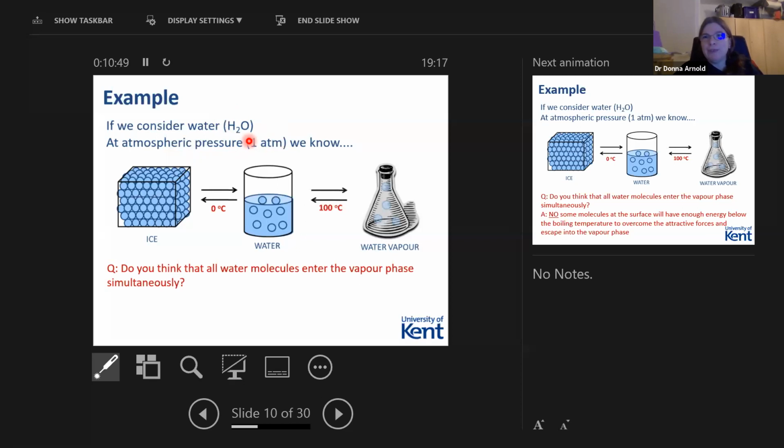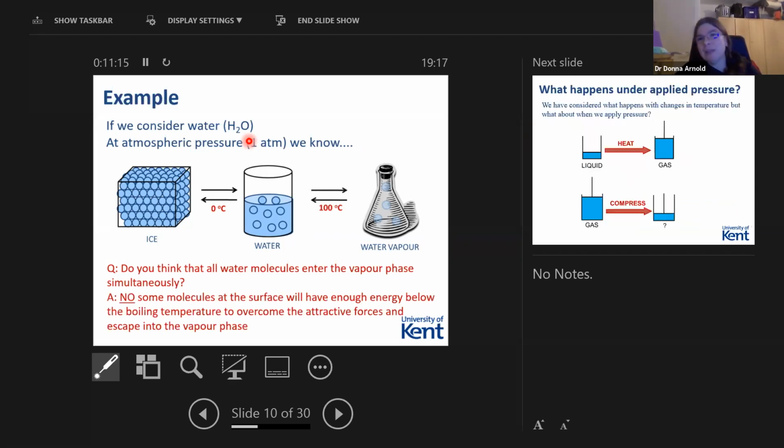So here's a question. Do you think that all water molecules enter the vapor phase simultaneously? If I hit 100 degrees, does my whole liquid just dissipate straight away and become a gas? Normally this would lead to some class discussion, perhaps some putting up hands to see who can answer that, but we can go to the answer here as I can't see the Q&A quite so easily when I'm in the share screen mode.